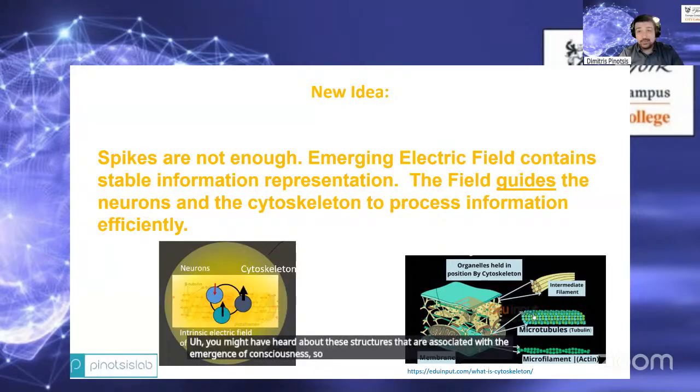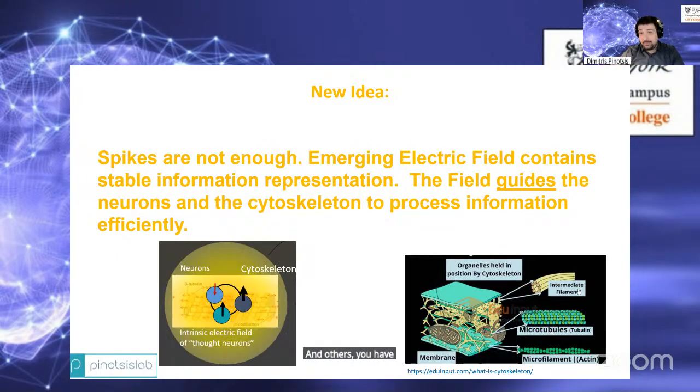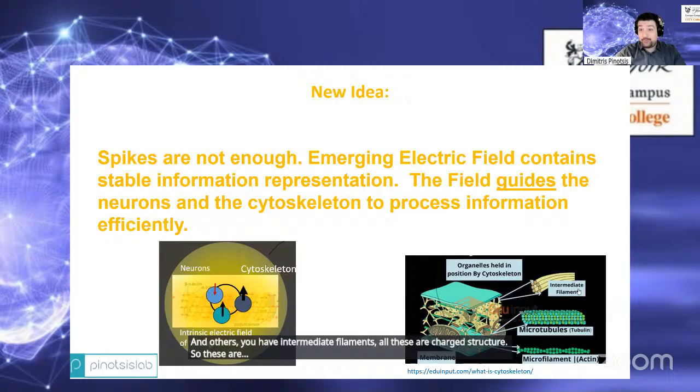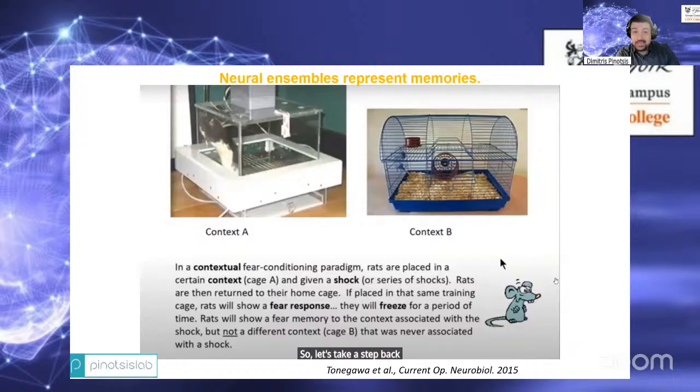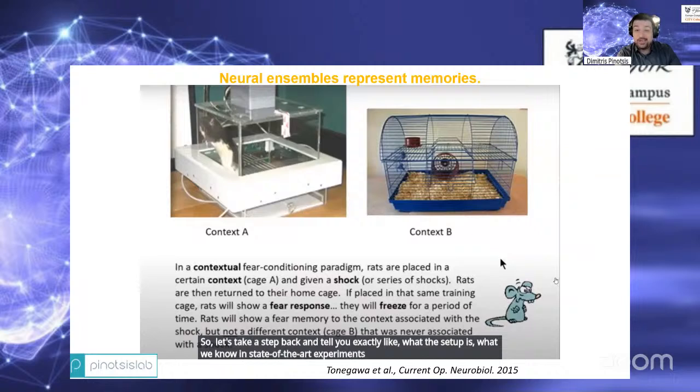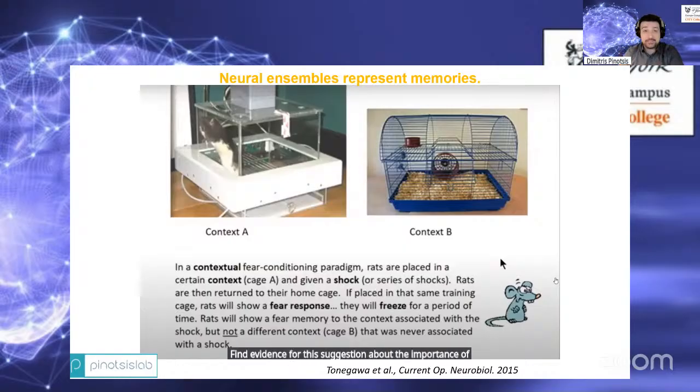These are the microtubules within neurons, but then you have, of course, what binds neurons together, like I was saying earlier, the extracellular matrix with proteins, tubulin, and others. You have intermediate filaments. All these are charged structures, so they are generating, but also affected by, the ambient field. And this is the cytoelectric field that we are talking about. So let's take a step back and tell you exactly what the setup is, what we know from state-of-the-art experiments, and then our work, to find evidence for this suggestion about the importance of electric fields.